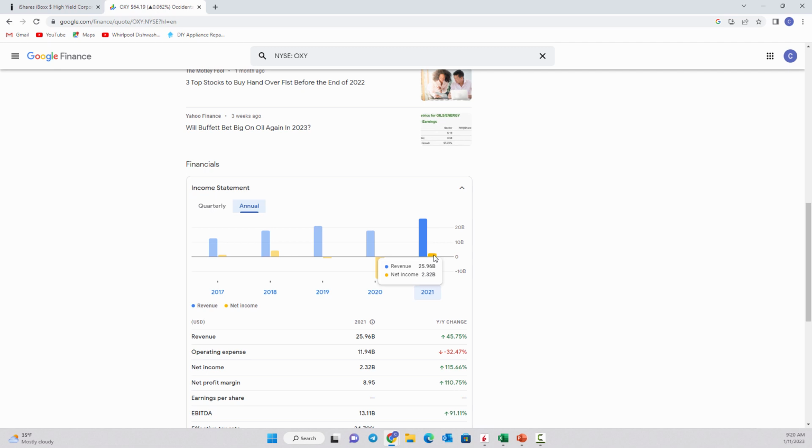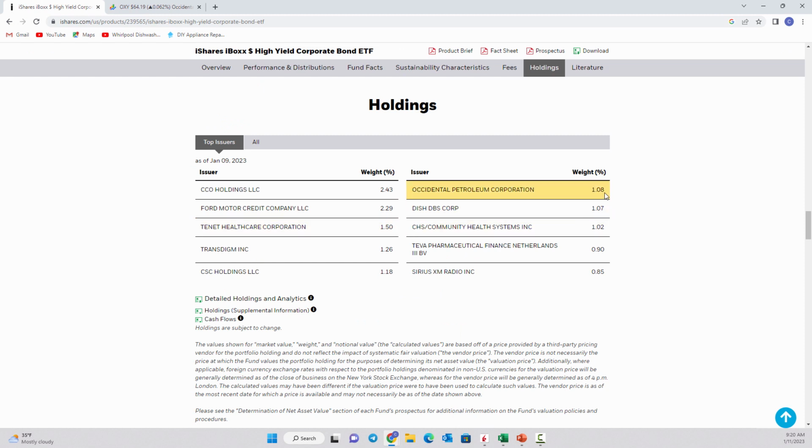I mean, they were at 2 billion in profit in 2021. They're going to be 15, 16, 17 billion in profit, just in profit in 2022. So they were junk status previously. This is a bond that this ETF has already purchased. That's 1% of the holdings.